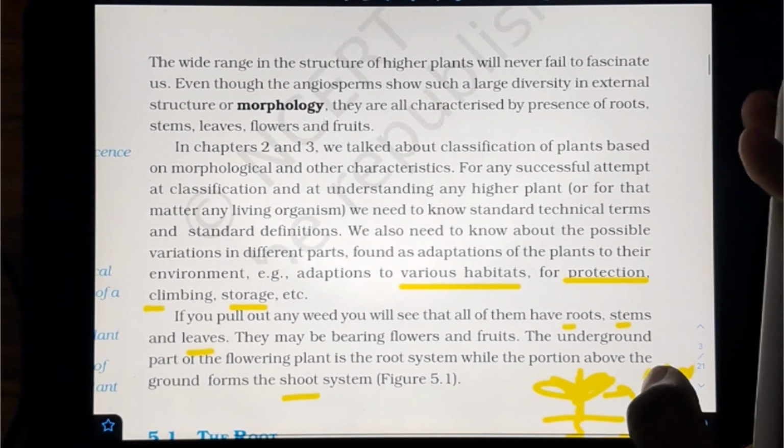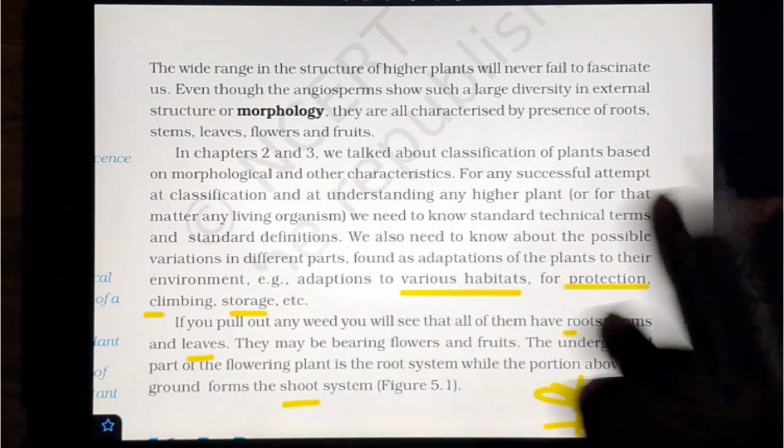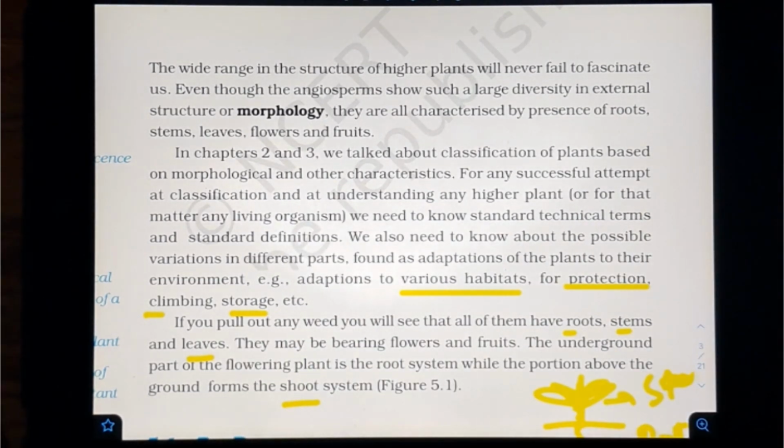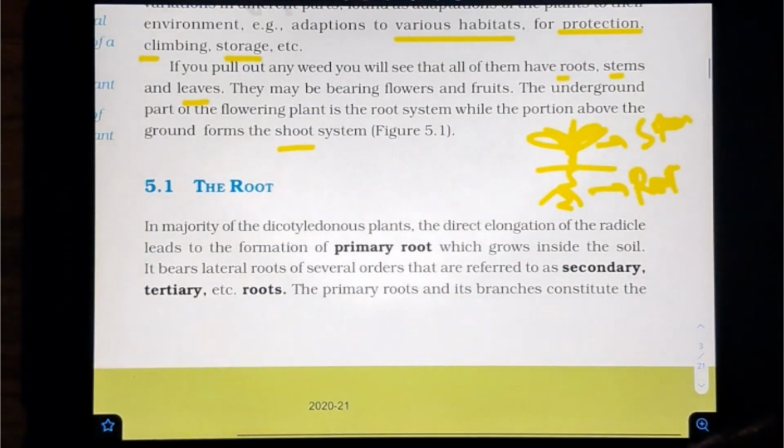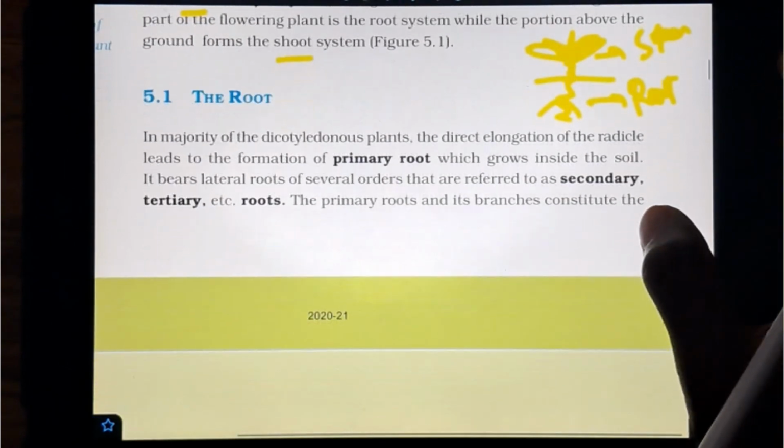Next, just take a summary of it. In chapters 2 and 3, biological classification and plant kingdom, we learned about the classification of plants, and in this chapter we have to know the parts of the plants and the different types of plant parts, starting with root, stem, leaves and so on. Let's start this chapter. The root.